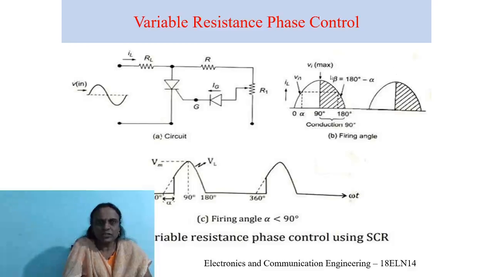Now another term we are going to see is beta. What is this beta? See, beta is equal to 180 degrees minus alpha. As the angle alpha is reached earlier in time, because alpha is here, it is starting earlier than Vi max.